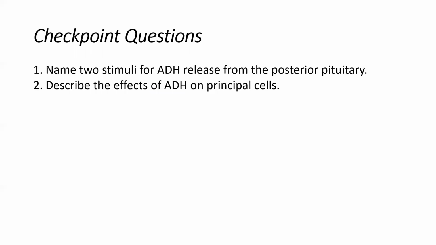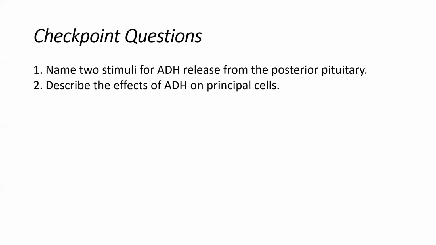So the two stimuli that we talked about were the osmoreceptors in the OVLT. When they detect an increase in plasma osmolarity, they're going to secrete ADH. The second stimulus was a decrease in the baroreceptor stretch, and that is going to be a second stimulus for ADH. And both of those are going to bring about the same response, right? Reabsorbing more water, conserving more water in an effort to correct the blood volume and blood pressure.